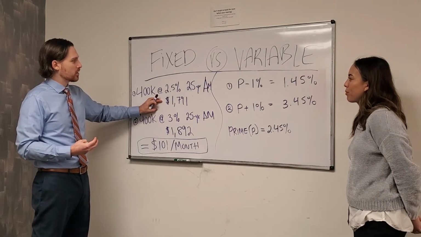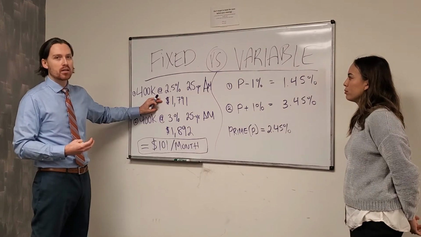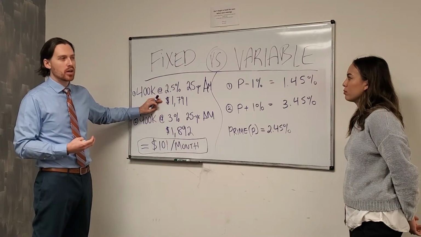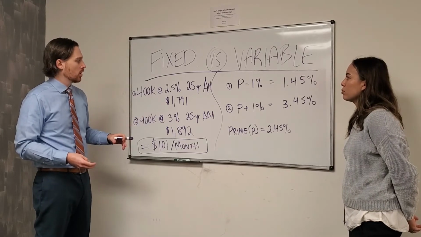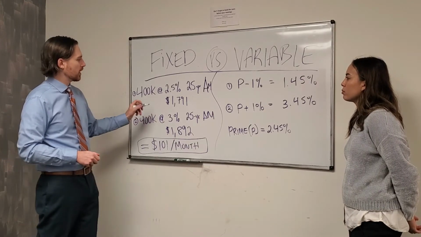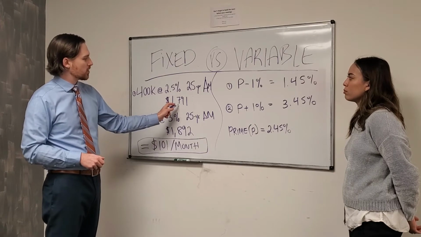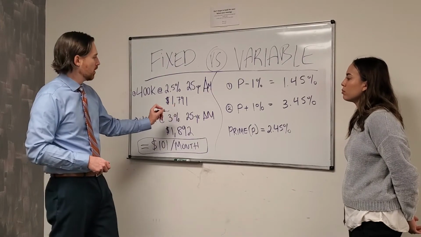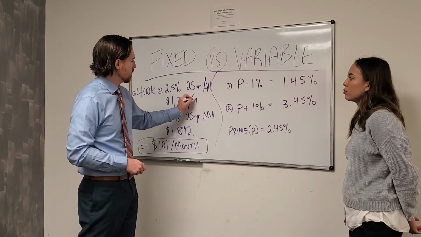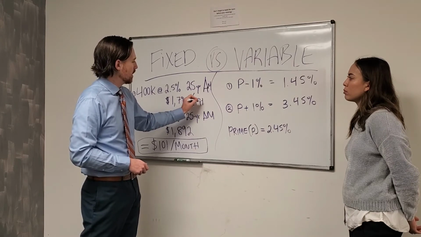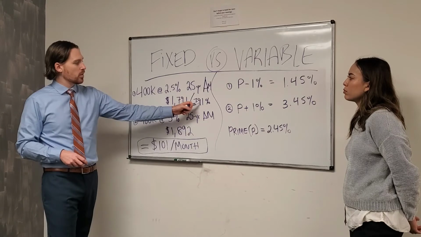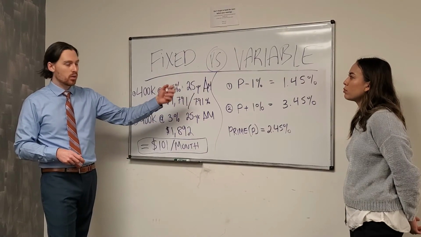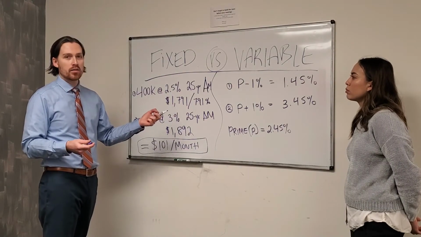If you're in a fixed term, your penalty is either going to be what's called an interest rate differential or 3 months worth of interest. So for argument's sake, let's just say this $1,791 payment. For argument's sake, let's just say $791 is interest. You would be paying 3 months interest, so 791 times 3 for your penalty if it were 3 months interest.